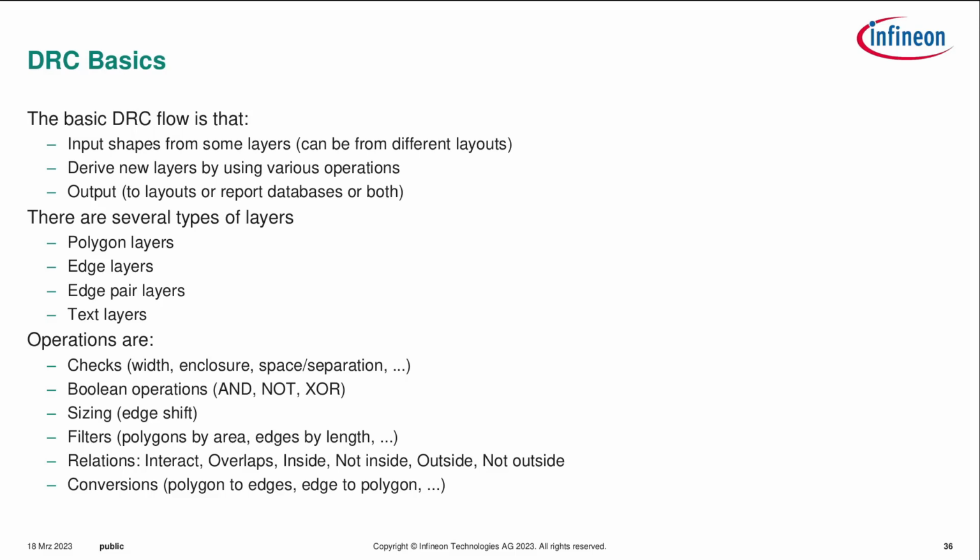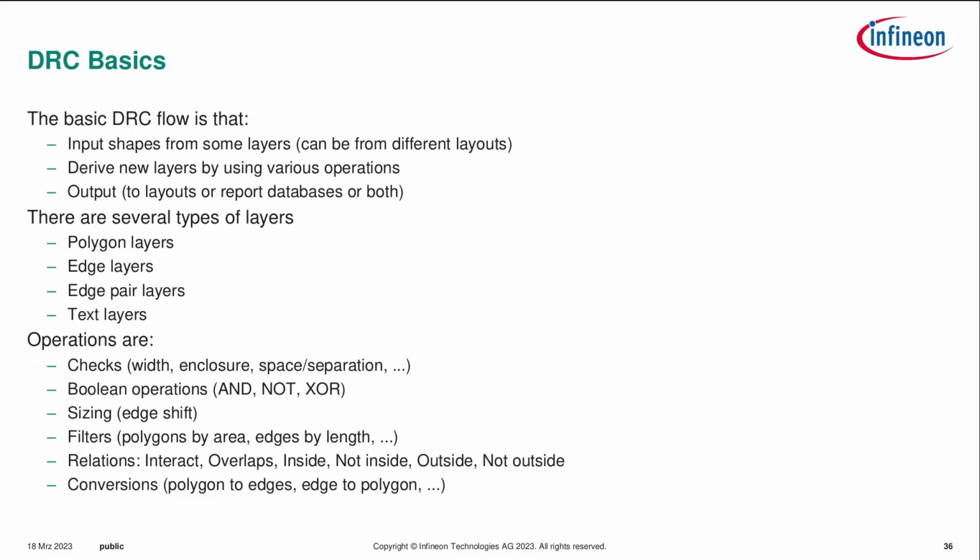A layer is a type thing, and it will either be polygons or edges or edge pairs. An edge, by the way, is an infinitely thin line connecting 2 points. And an edge pair is a combination of 2 edges, and an edge pair is a useful concept to represent DRC violation markers. The operations supported by DRC are checks, naturally, Boolean operations like and, not, XOR and so on. Sizing operations, it has a number of filters, so filtering polygons by area, edges by length, and so on.